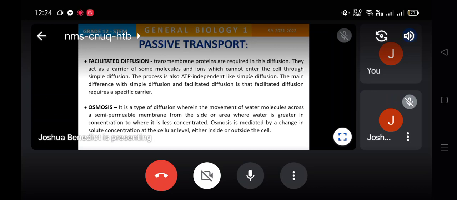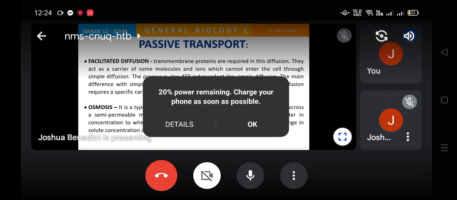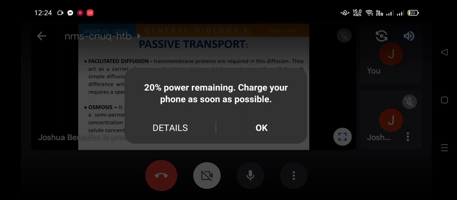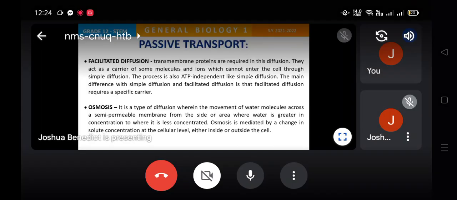Osmosis, ito yung pinapagawa ko sa inyo activity, yung magdo-drawing kayo ng osmosis process. Kasi osmosis is a type of diffusion that involves only water. Movement of water molecules across the cell membrane, whether it's inside or outside the cell yung pupuntahan niya. Ngayon, osmosis is mediated by the change in solute concentration at the cellular level, whether this is inside or outside the cell. Okay?